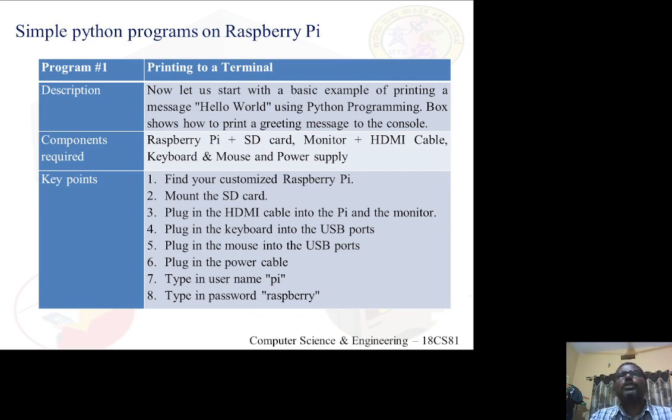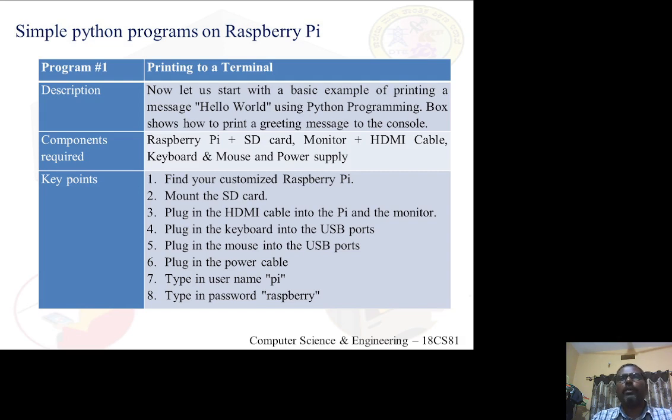Now plug in the USB keyboard to use it through USB port. Plug in the USB mouse to the USB port. Plug in power cable. Now turn on the adapter.